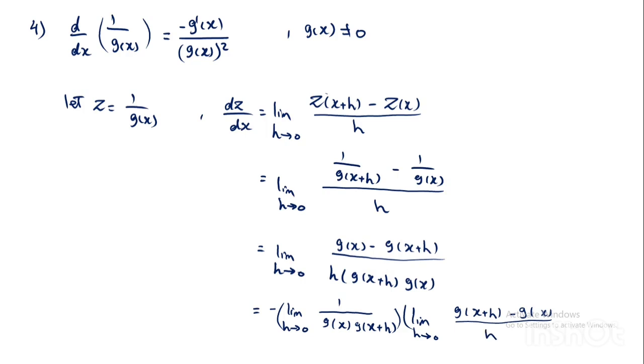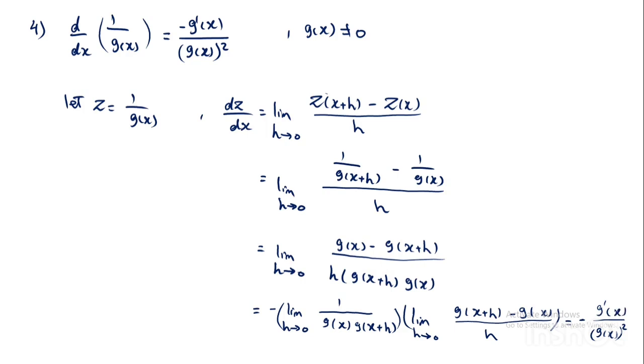As h tends to 0, the g of x plus h tends to g of x. And this expression is by definition the derivative of g of x. So we have negative derivative g of x over g of x squared.